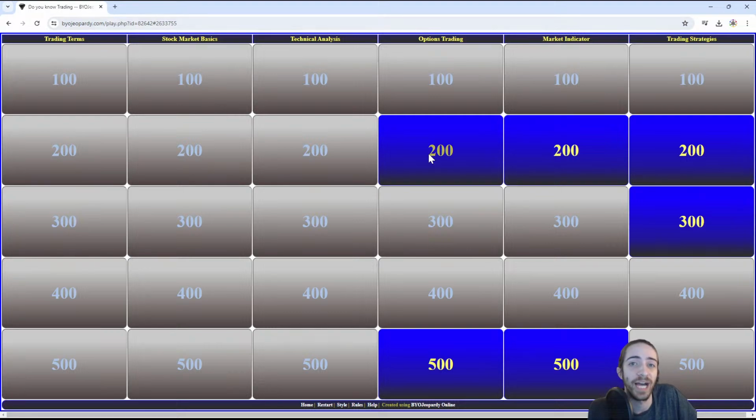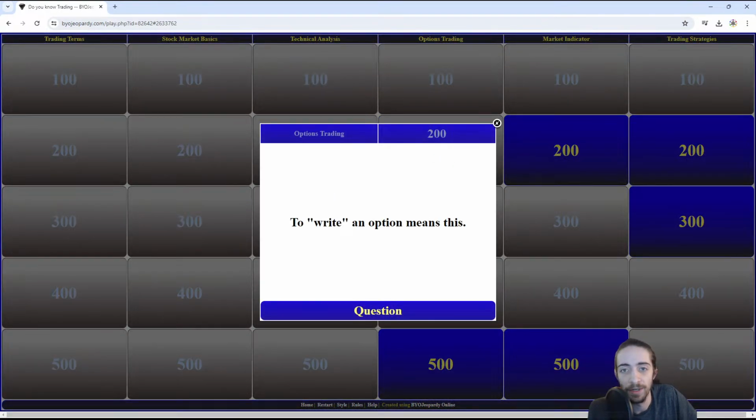So let's go over to options trading for 200. To write an option means this. So if I'm writing an options contract, I'm not buying, but... All right, that one gave it away. But you guys got it. Nope, not a put. If I'm writing a contract, so usually if we're trading with a cash account, we're going to be buying contracts. We're never writing contracts. Yes, Keith, correct. We are looking to sell an options contract.